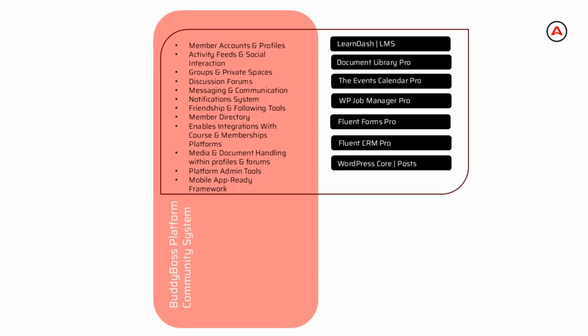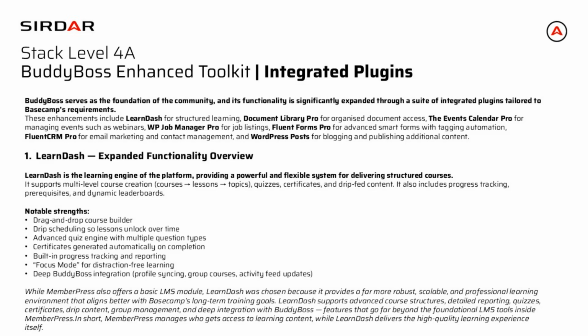The black section within the Salmon stack represents the BuddyBoss Enhanced Toolkit. This is where the Basecamp platform becomes more than just a community. BuddyBoss gives us the social features, but these additional plugins expand the system into a full learning, content, event, job, and marketing platform. Tools like LearnDash, Document Library Pro, the Events Calendar Pro, WP Job Manager, Fluent Forms, FluentCRM, and standard WordPress posts work together to deliver courses, structured documents, webinars, job listings, smart forms, email marketing, and publishing. This toolkit transforms BuddyBoss into a complete digital ecosystem tailored for Basecamp.